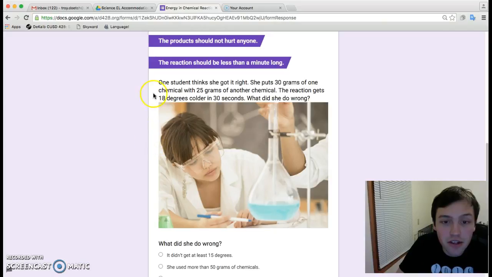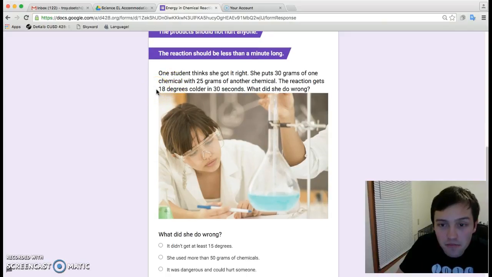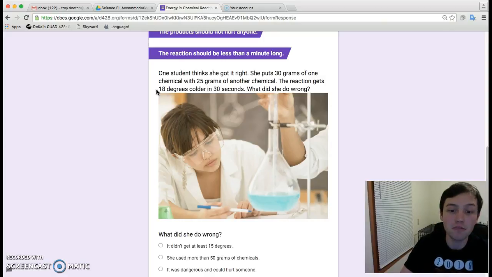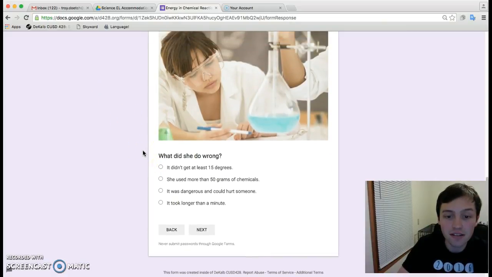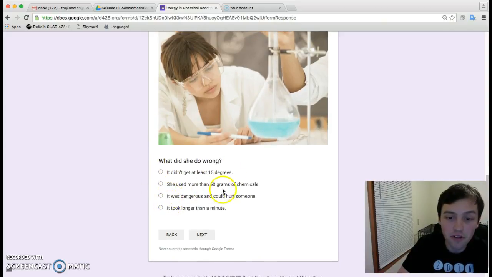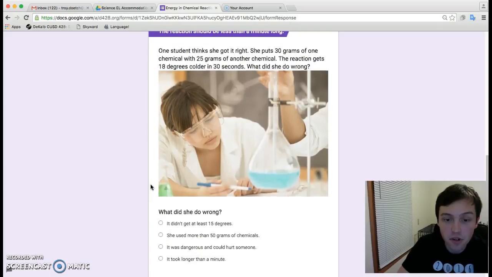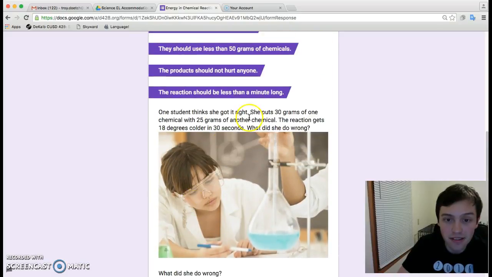So we've got the student, and one student thinks she's got it right. She puts 30 grams of one chemical with 25 grams of another chemical. The reaction gets 15 degrees colder in 30 seconds. So what did she do wrong? She didn't get it right. She either didn't get at least 15 degrees, she used more than 50 grams of chemicals, or it was dangerous and could hurt someone, or it took longer than a minute. So which one of these things did she do wrong based on this description up here?